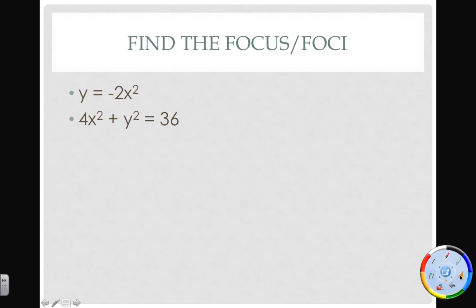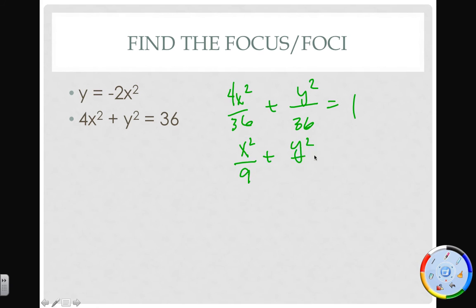Next example. I purposely put the problems like this because I want you to make sure you understand what we mean by standard form. So standard form here has a 1 on the equal side, but we don't in this case. So I have to divide everything by 36. So I get 4x squared over 36 plus y squared over 36 equals 1. And then I can reduce this one to get x squared over 9 plus y squared over 36 equals 1.